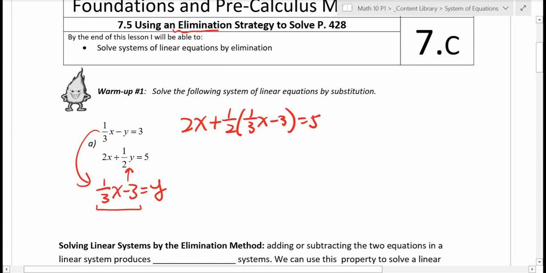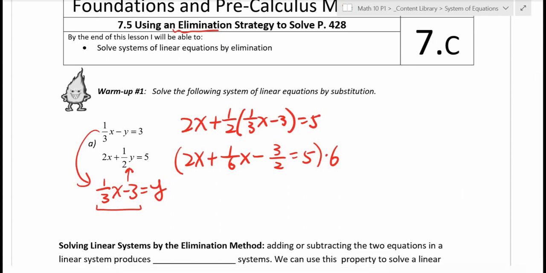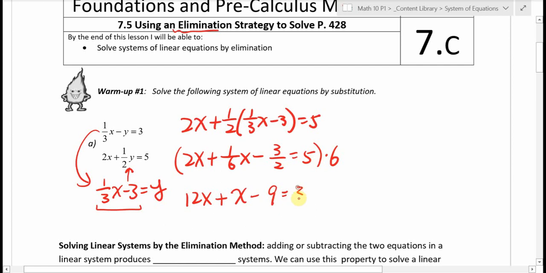And now we can multiply this out. We get 2x plus 1/2 times 1 over 3 is 1 over 6, minus 1/2 times 3, which is negative 3 over 2, equals 5. Now we have fractions here, which is slightly more challenging to deal with. What you can do, again, is multiply everything by the common denominator, so then you can eliminate the fractions, okay? So we have 2x times 6, which is 12x. 1 over 6 times 6 is just 1x. Negative 3 over 2 times 6 is negative 9, and finally 5 times 6 is 30.